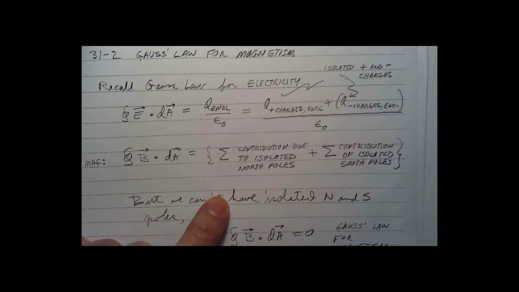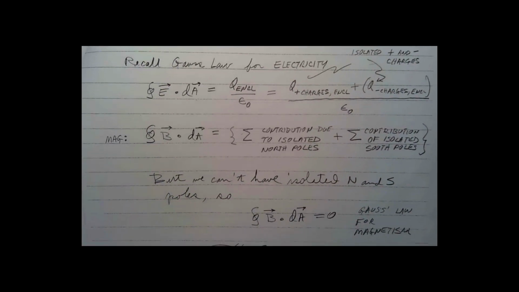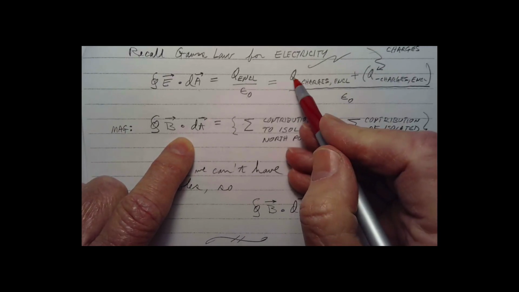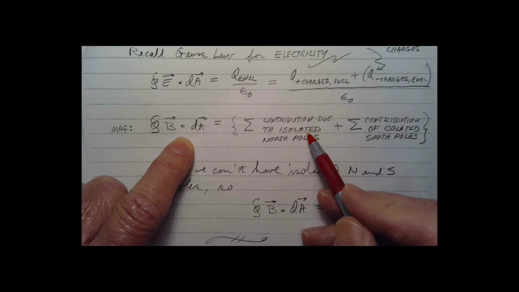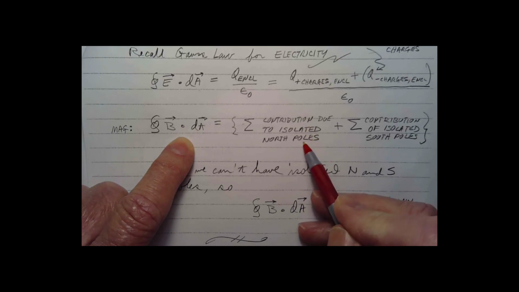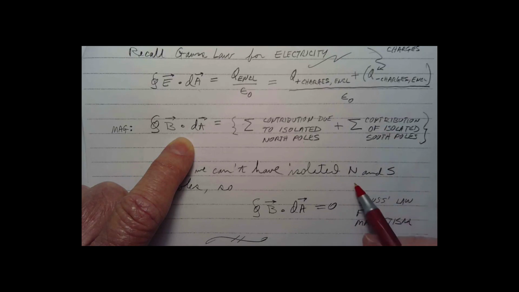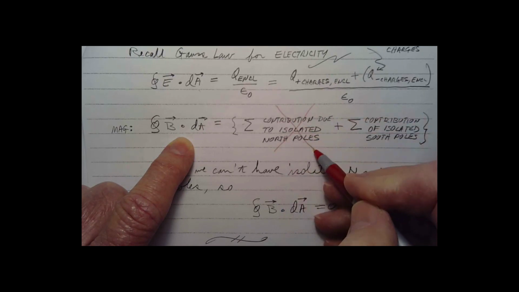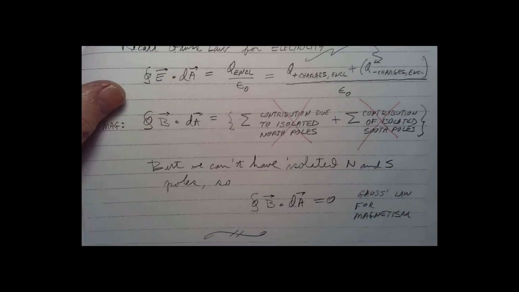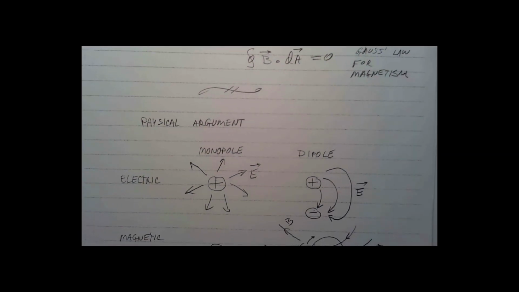That's the answer. If you do that same kind of argument for the integral of B dot dA, then instead of the charges, we would have a term for the isolated magnetic north poles and the isolated magnetic south poles. But remember what we said, you can't have those. Here's the physical argument. Electric field, we can have a monopole or a dipole. For a magnetic field, we can make a dipole out of a loop of wire, but there's no such thing as a magnetic monopole. So what's the answer? The answer is integral of B dot dA is 0. That's it, ladies and gentlemen.